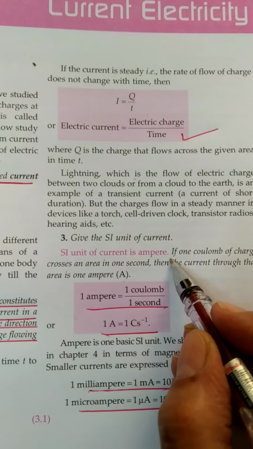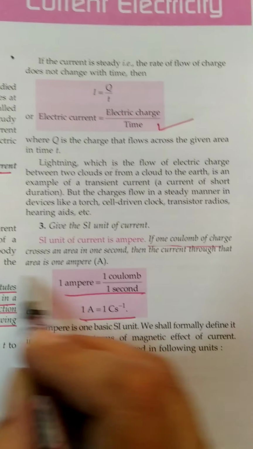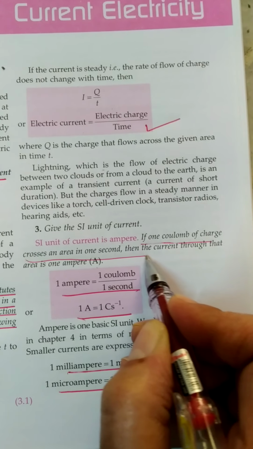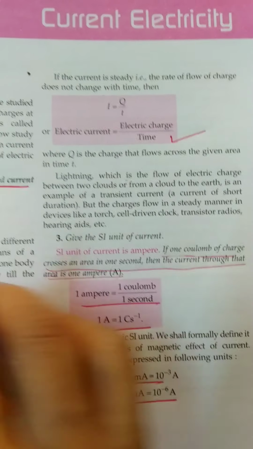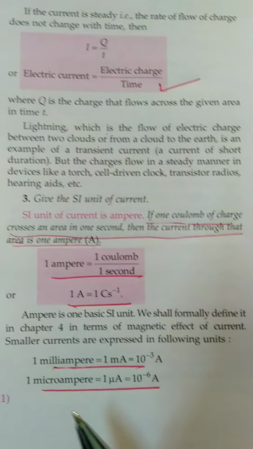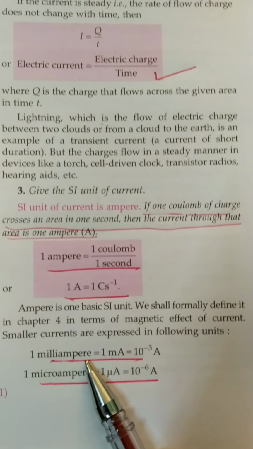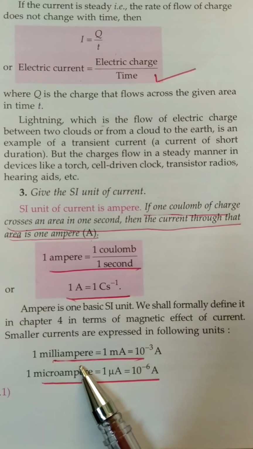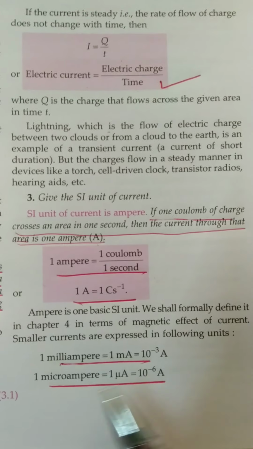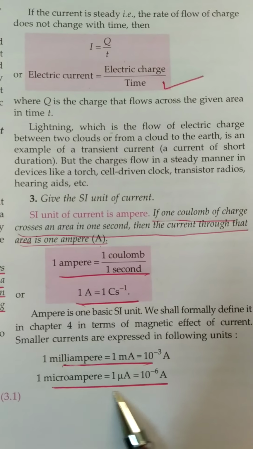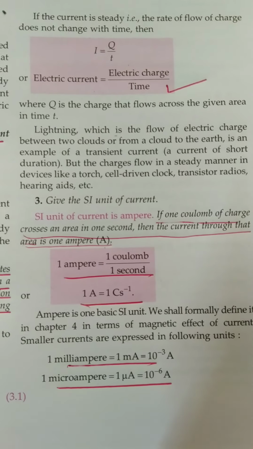The definition is, if 1 coulomb of charge crosses an area in 1 second, then the current through that area is 1 ampere. Another unit is 1 milliampere. These are the smaller units. 1 milliampere is equal to 10 raised to the power minus 3 ampere. 1 microampere is equal to 10 raised to the power minus 6 ampere.